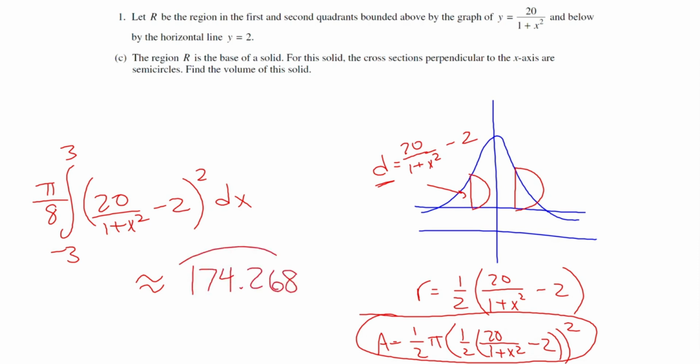And that also was worth 3 points. Once again, 2 for the correct setup with the integrand and 1 for the final answer. And that is the end of this area and volume FRQ. It's question number 1 from the 2007 AP Calculus AB exam.